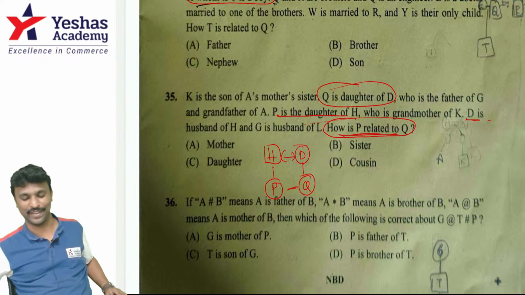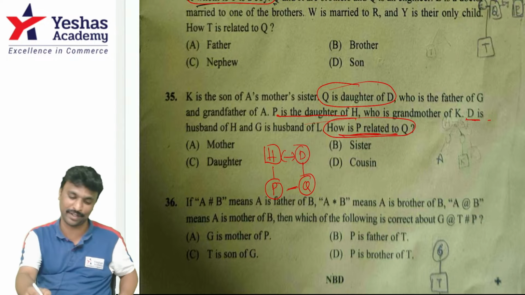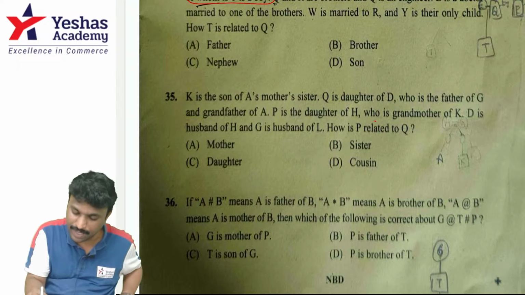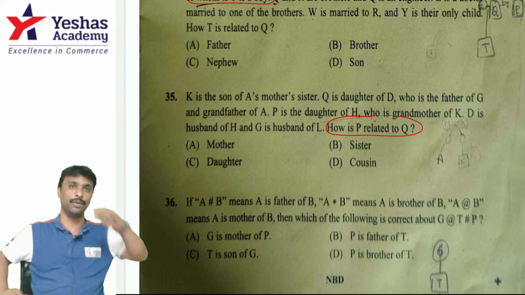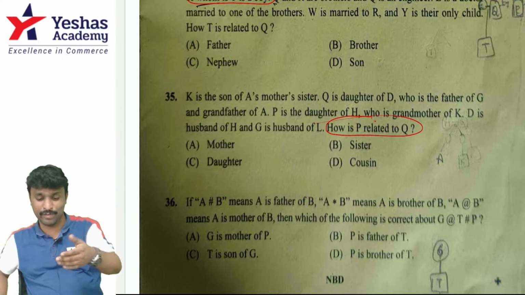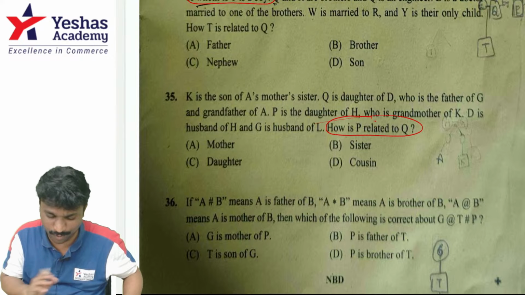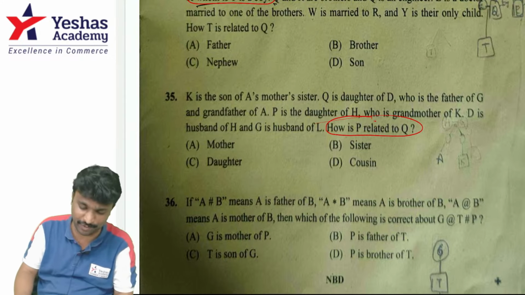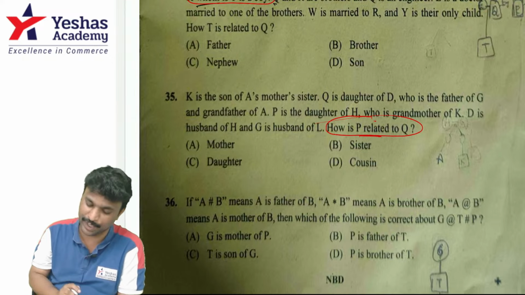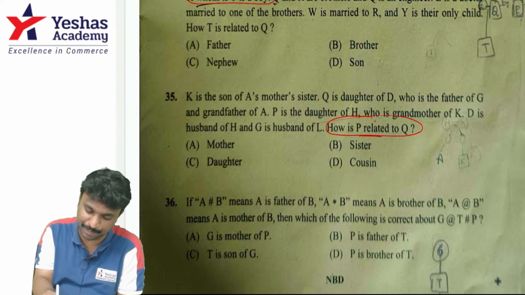You need not draw the figure and waste your time whenever the question is so lengthy like this. So always figure out what is asked. How is P related to Q? Otherwise, they have said the husband of L, grandfather of A, all those things. It's complicated. So see what is asked. As per that, you try to get the figure so you can save time. P related to Q is what they have asked, so find the statement connected to P.